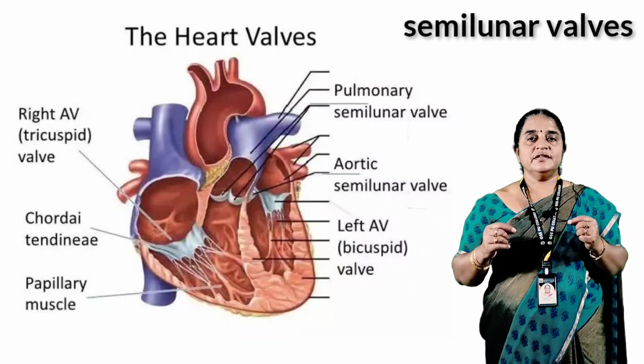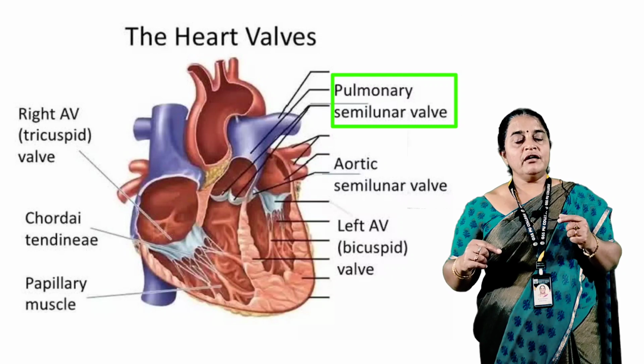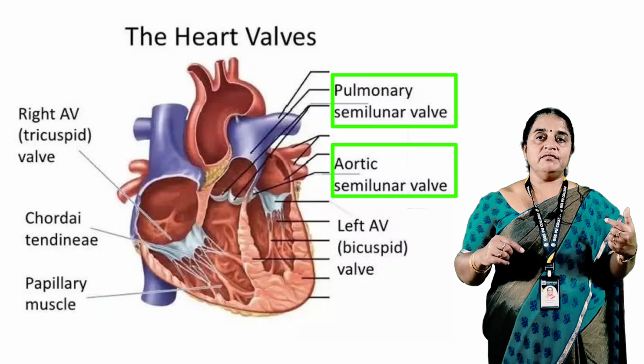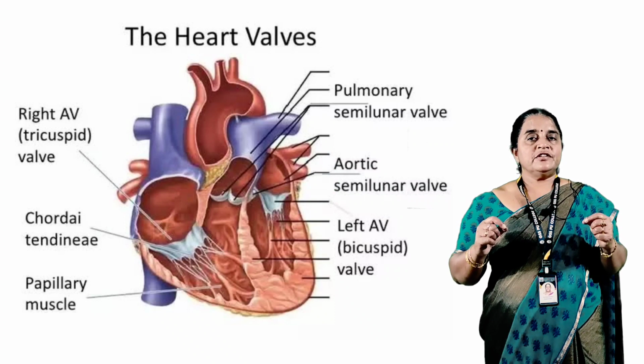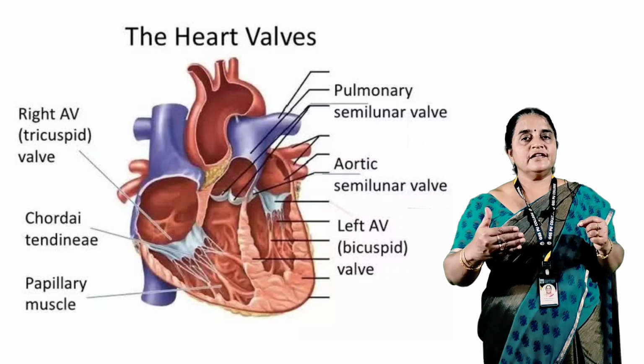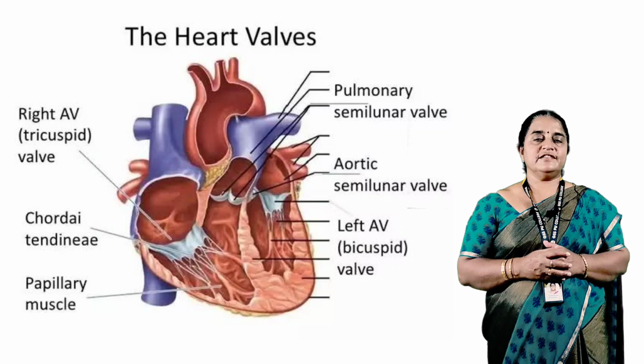Semilunar valves: pulmonary semilunar valve, aortic semilunar valve. These are the flaps regulating the apertures between ventricles and respective blood vessels.